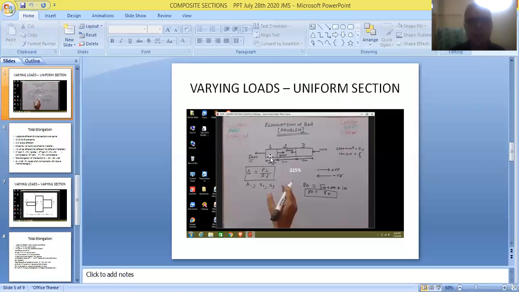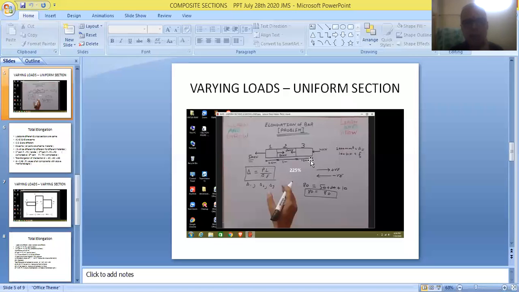Now friends, let us look at the first component. Load acting on the first component is shown in this direction. So the first component is subjected to tension. Therefore, DL1 has to be taken as a positive value.